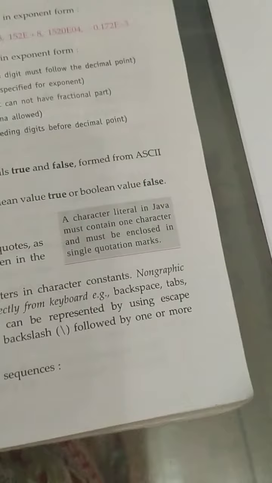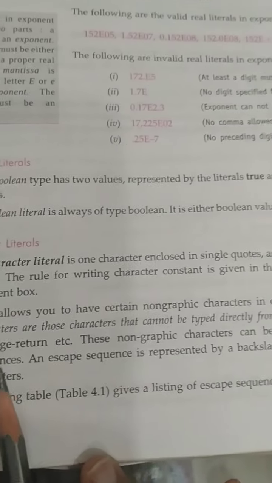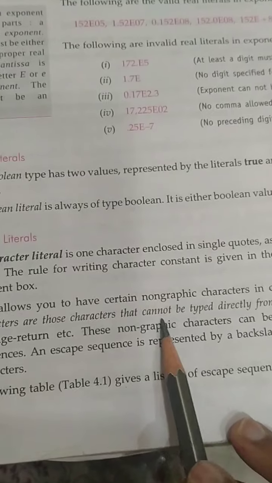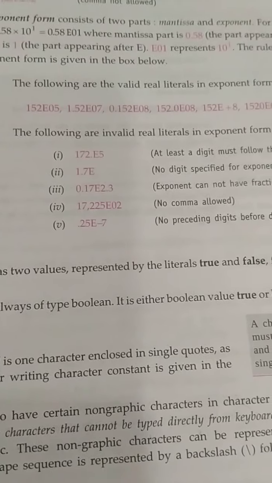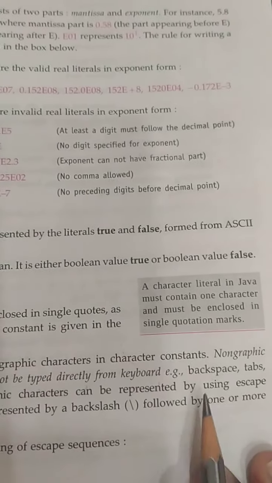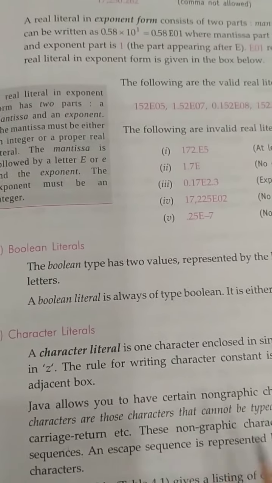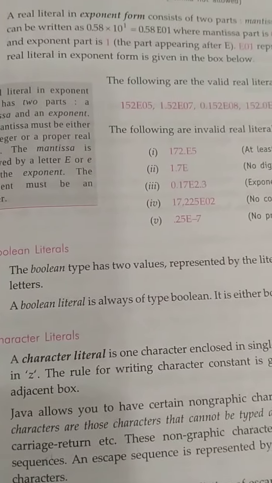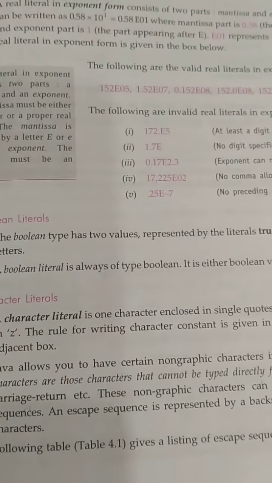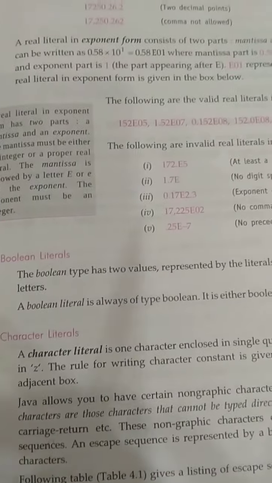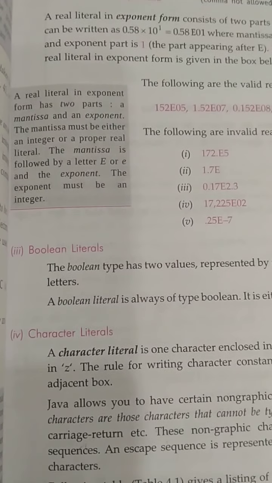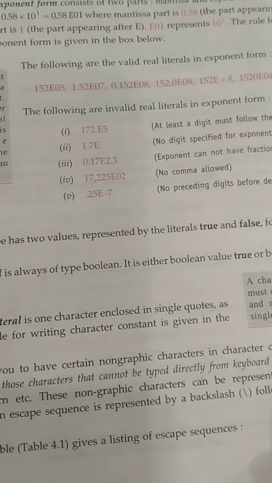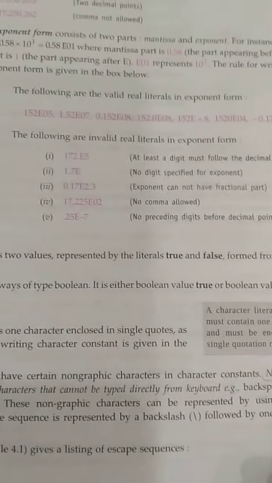Non-graphical characters are those characters that cannot be typed directly from the keyboard. Examples: backspace, tabs, carriage return, etc. A tab cannot be directly typed. So non-graphical characters are characters that cannot be directly typed from the keyboard. Underline this. Examples are backspace and tabs.